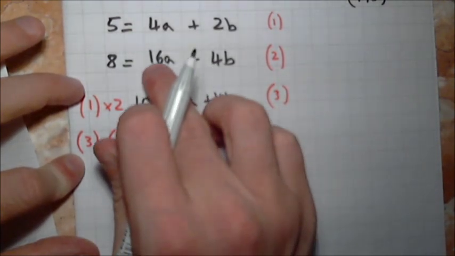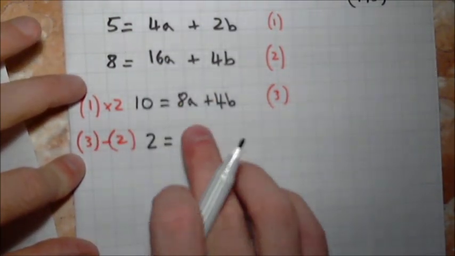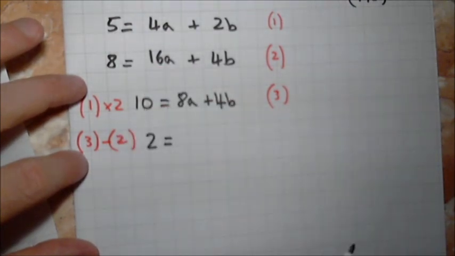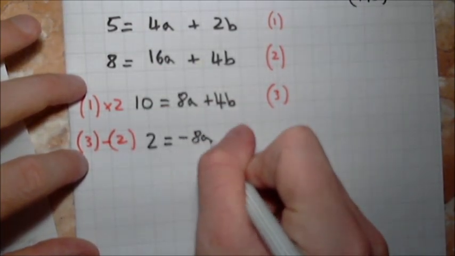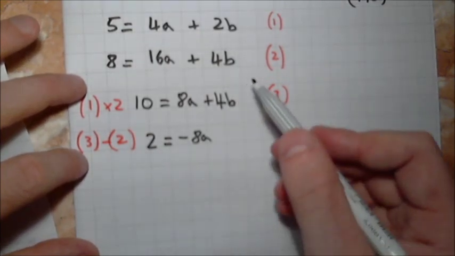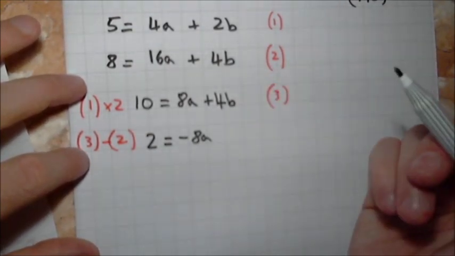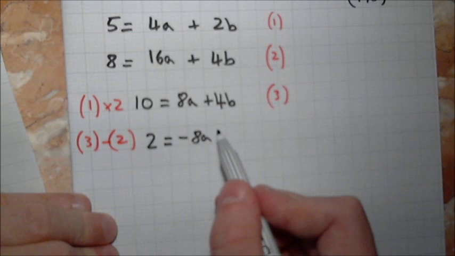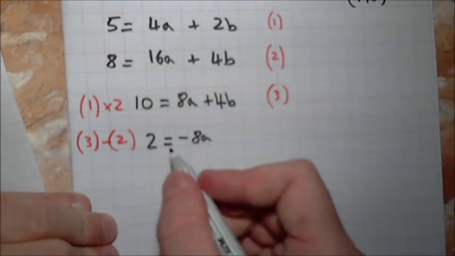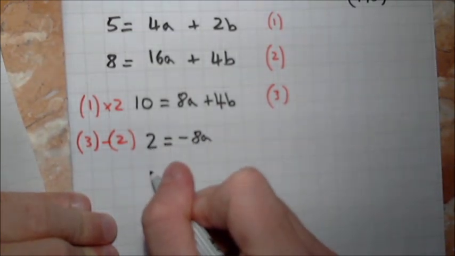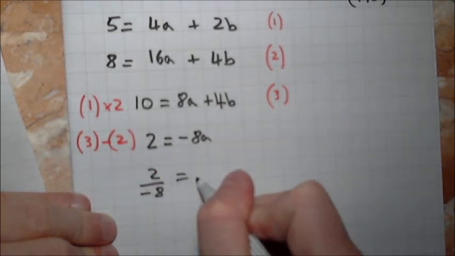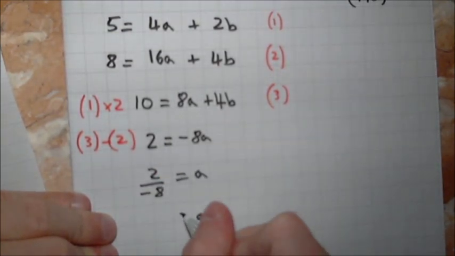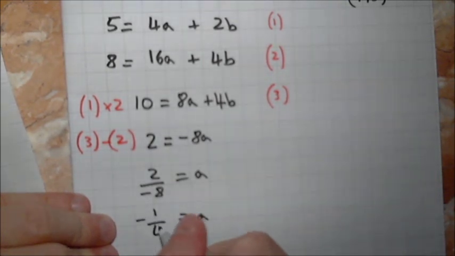8a take away 16a, quite a tricky one here. 8a take away 16a is going to give me minus 8a. 4b take away 4b, well, it's gone, exactly what we wanted. Now I can solve this. 2 equals minus 8a. So that's the same as saying 2 divided by minus 8 equals a. So therefore a equals minus a quarter.